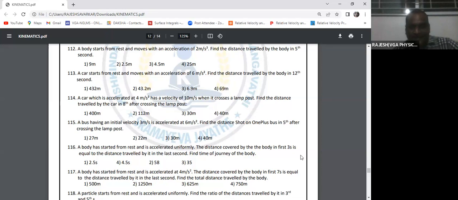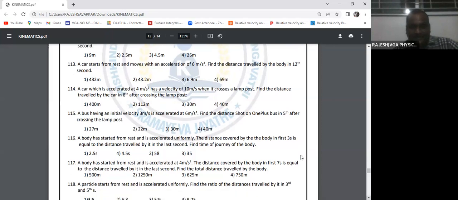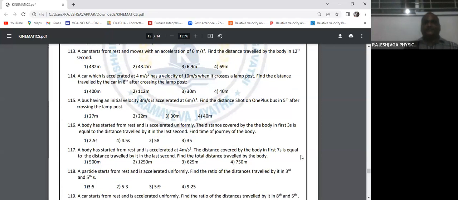A bus having an initial velocity 3 meter per second is accelerated at 6 meter per second square. Find the distance traveled by the bus in 5th second after crossing the lamp post. So S5 is equal to u plus a by 2 of 2n minus 1. 3 9s are 27, 27 plus 3, 30.